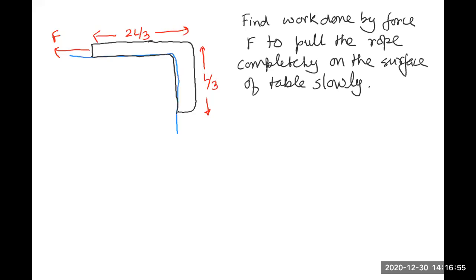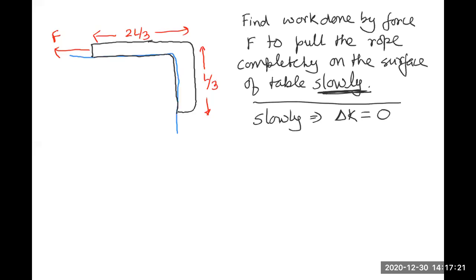Okay, so first I want to explain what is the meaning of the word slowly. I'm going to do this question. Please see how to do this question. So slowly means there is no change in kinetic energy. This is the mathematical meaning of slowly. If the word is used somewhere that something is done slowly, right? That literally means that there is no change in kinetic energy.